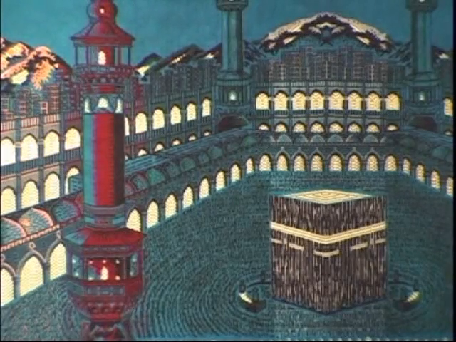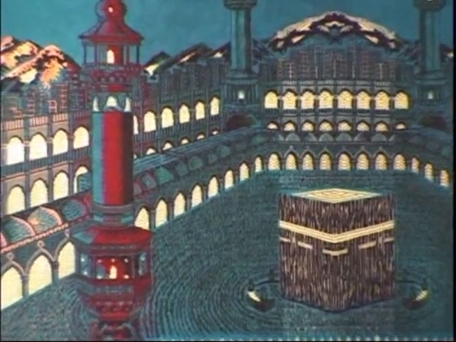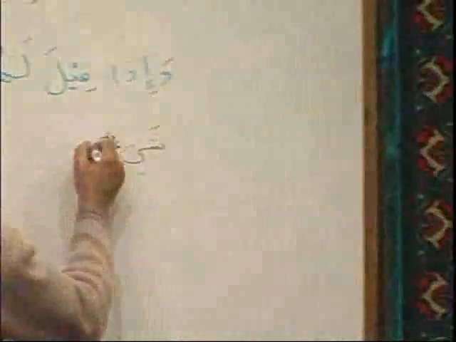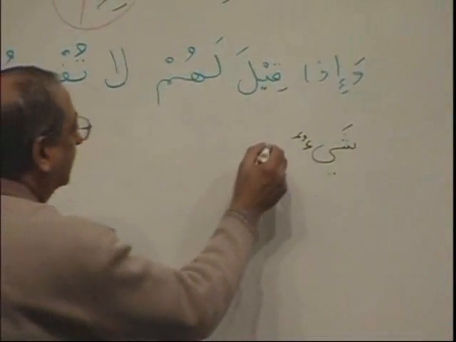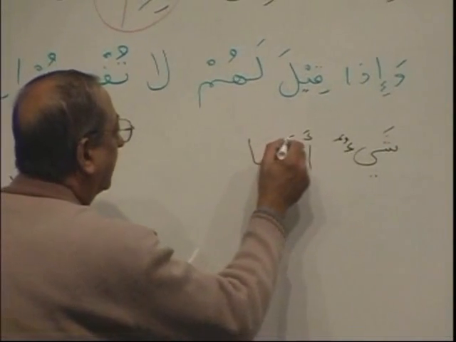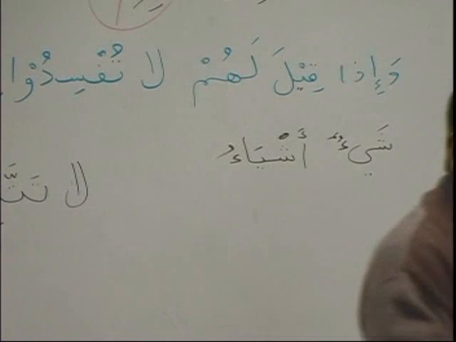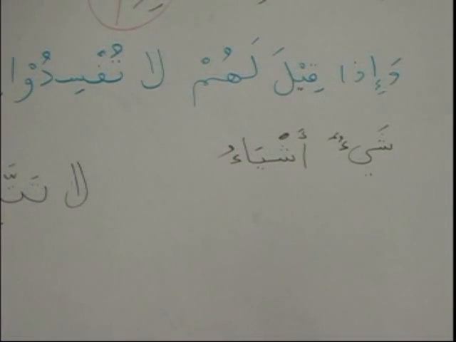If you read the key, everything is there. But I'm writing it here, brother. Shayun, singular. What is the plural? Ashya. Do you see single dhamma there? What does it mean? It is dipped out. Huh? Ashya. So, nuridu, we want. Want what? Ashya. Maful bihi. Are you with me, brother?